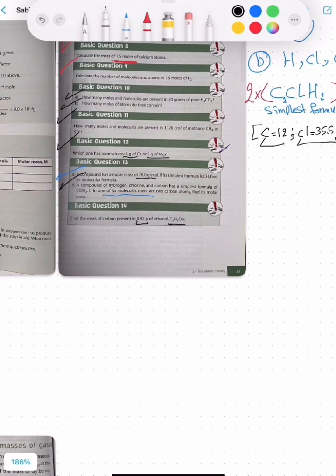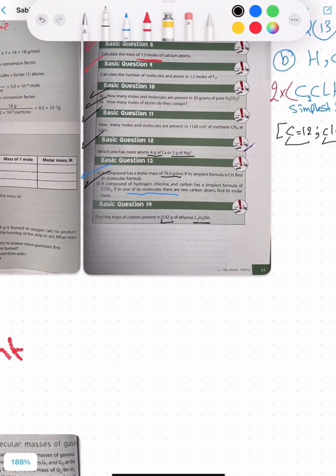It's easy. It's just one rule or 2. You have to follow them. First, we have the mass. Change this mass of ethanol into number of moles. Number of moles is mass over molar mass. How much is mass? 0.92 grams. The molar mass of C2H5OH, can you find it if you have the atomic masses of each one of them? Yes.